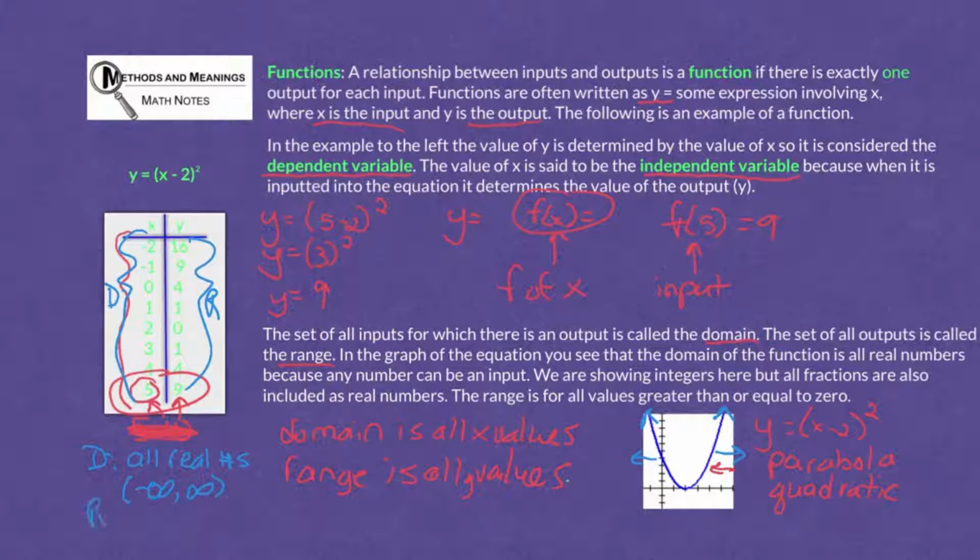And then the range, it's a little different. Our lowest range value is at 0. So that means I have 0 here, but everything for the range goes up to positive infinity. So we would say that y is greater than or equal to 0. And that is how you would denote the range.